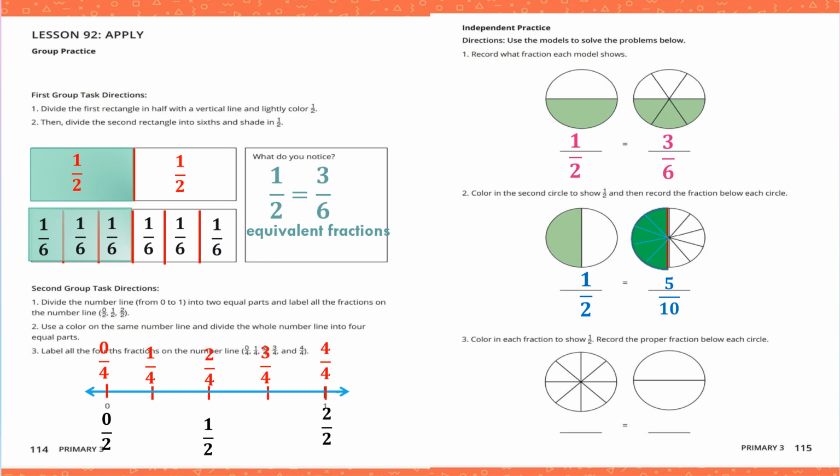Number 3, color in each fraction to show 1/2. Record the proper fraction below each circle. The first circle, I want to color the half of it. So I will color it like this. Okay? And the fraction here, 1, 2, 3, 4, 4/8. The total parts, 8, 4/8. The second circle, the half of the circle like this, and the fraction 1/2.